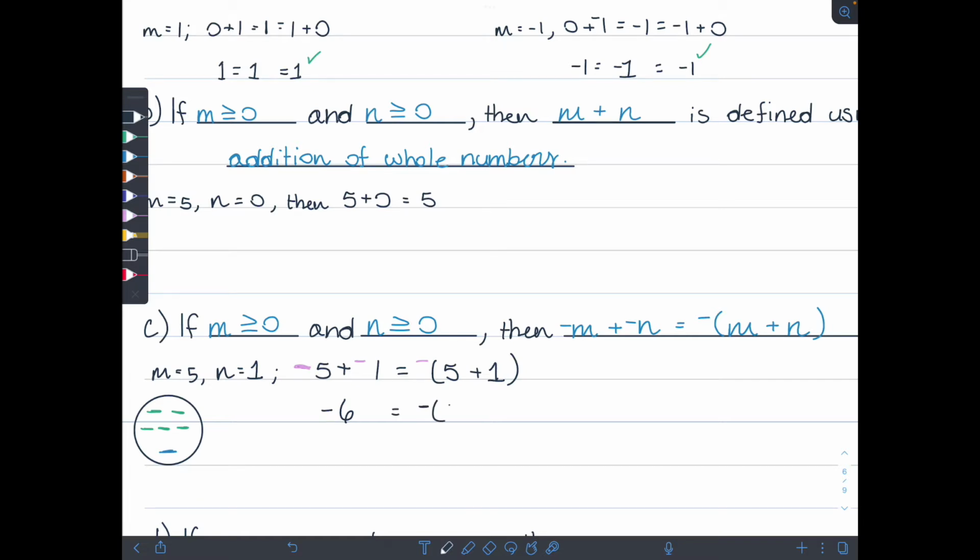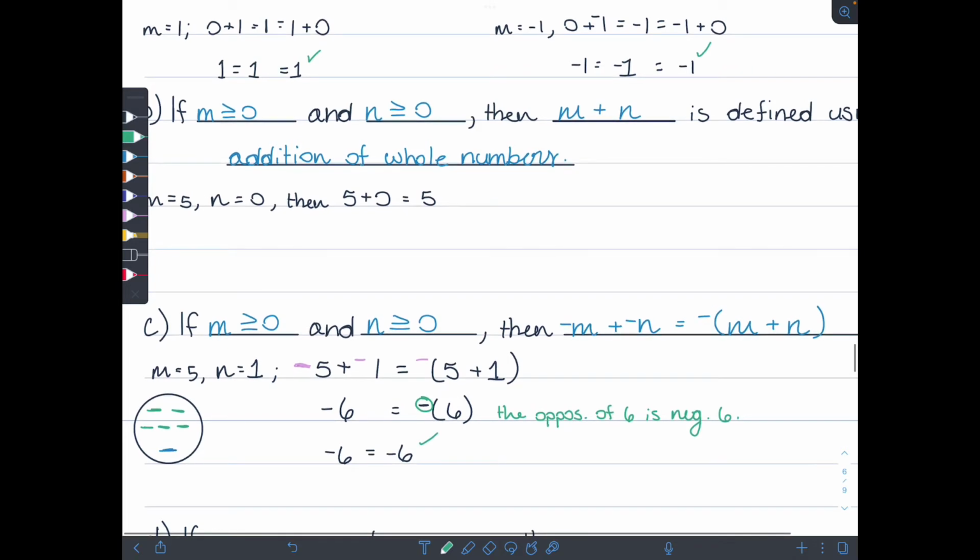Should equal, well, what's 5 plus 1? 6. Remember this? What does this mean? It means the opposite of 6. I'm gonna go ahead and make it short. The opposite of 6 is negative 6. Negative 6. Does negative 6 equal negative 6? Yes. That works.